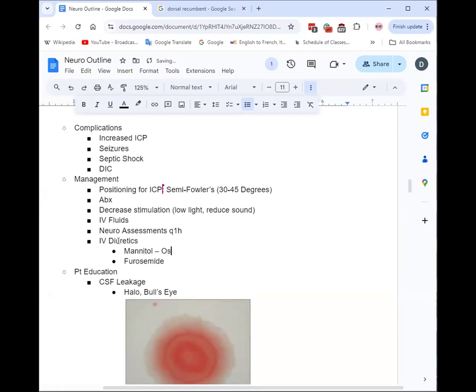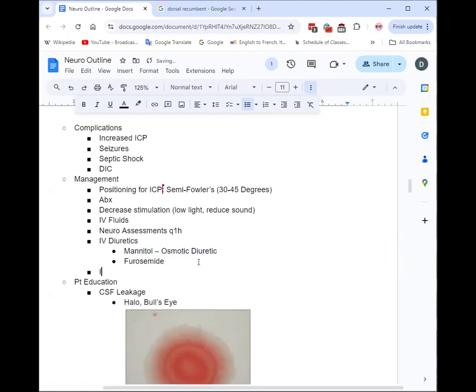This is an osmotic diuretic, so it's going to cause things to shift back into the intravascular so you can get it out. This one's going to be very good for ICP, to reduce the ICP there. Steroids for inflammation, yeah, so you're going to want some IV steroids for some inflammation.